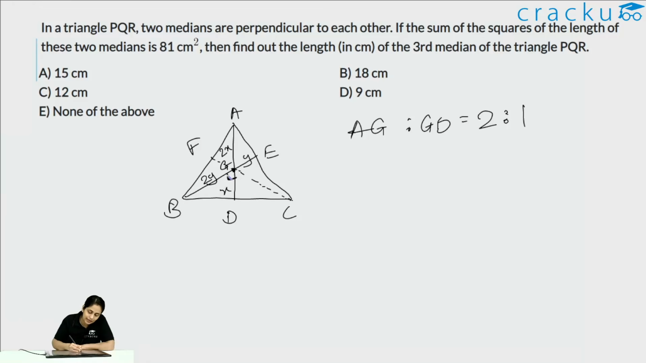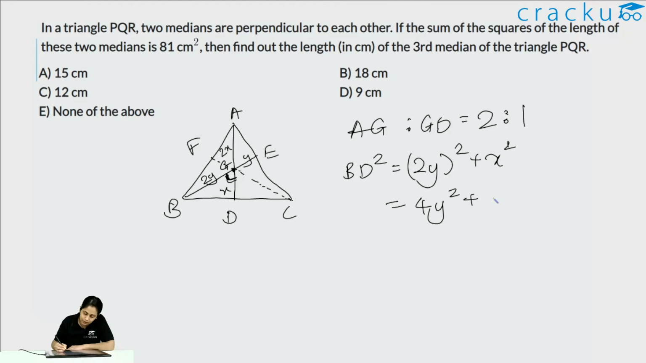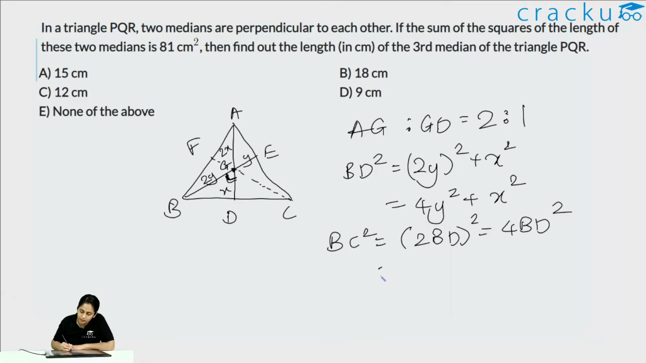Now if I consider this is a right angle triangle, so what can I say about BD square? BD square is equal to, these are the right angle triangles and BD is a hypotenuse. So that will be 2y the whole square plus x square. So this is equal to 4y square plus x square. But what is BC? BC is nothing other than 2 times BD. So BC square would be equal to 4 times BD square. So this will be equal to 4 times this, so that is 16y square plus 4x square. So BC square in terms of x and y is 16y square plus 4x square.